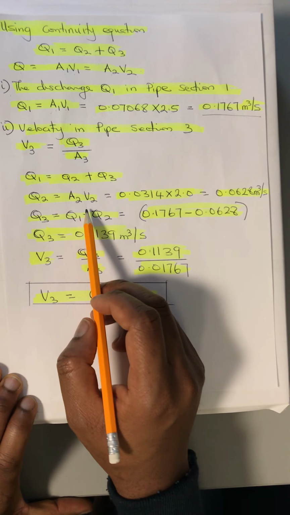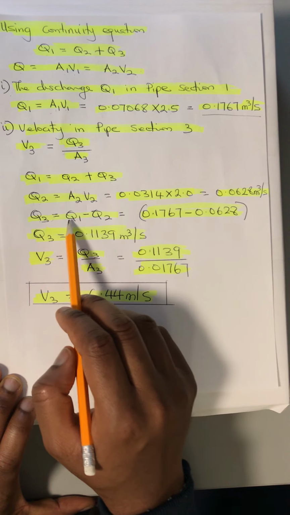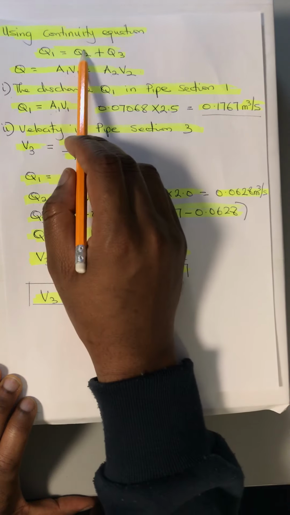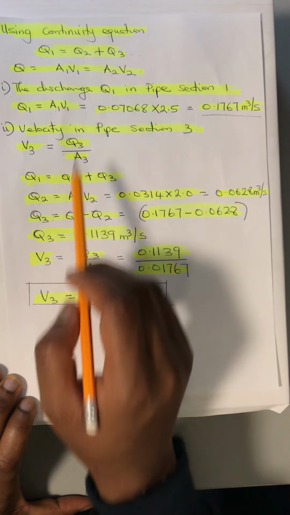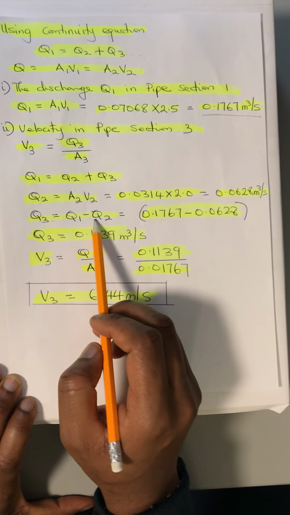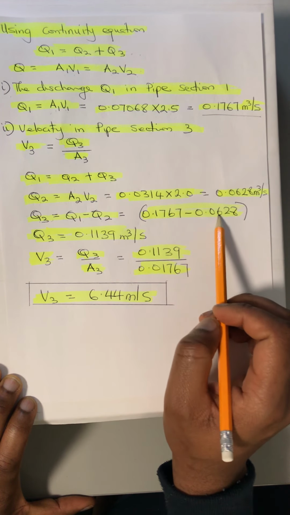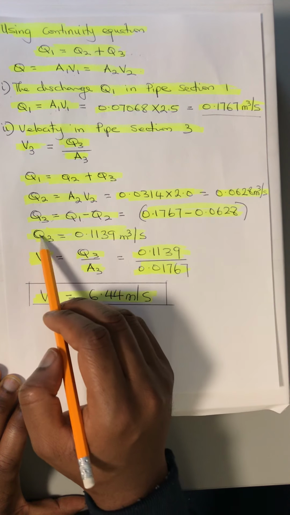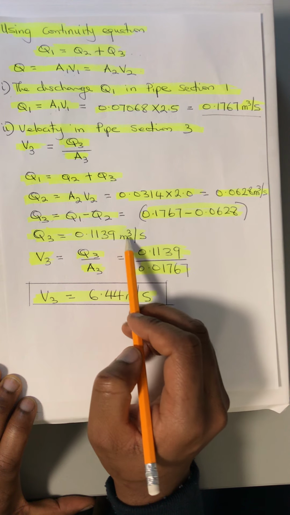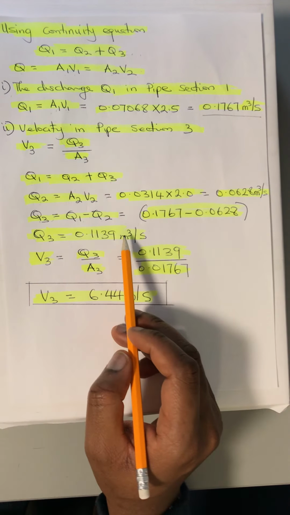Now, we can find our Q3. Our Q3 equals Q1 minus Q2 from the first equation. So Q3 equals 0.176 minus 0.0628, which gives us 0.1139 cubic meters per second, which is our volumetric flow in section 3.